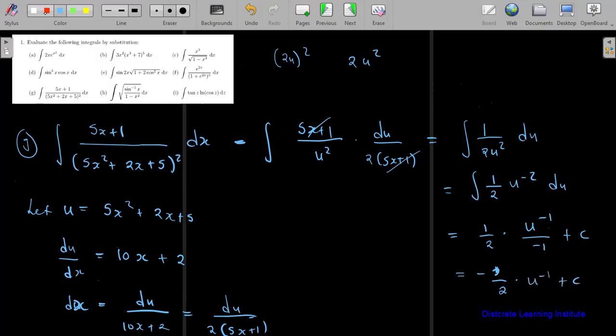So let me write it in the middle with red color. That's negative 1 over 2 multiplied by 1 over u. I can rewrite that u to the power negative 1 as 1 over u, then plus c, giving me negative 1 over 2u plus c. But what is u? U is that big expression, 5x squared plus 2x plus 5, then plus c.